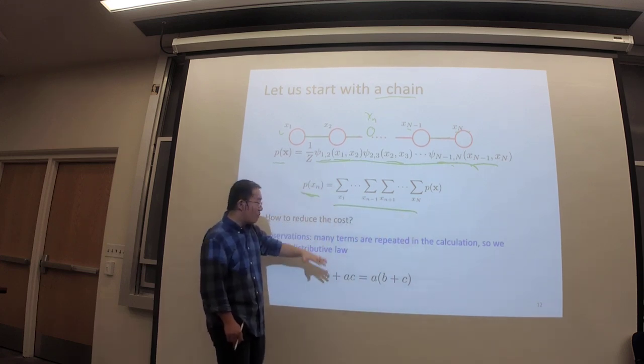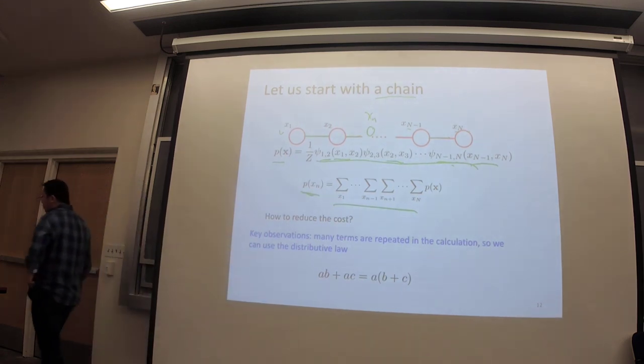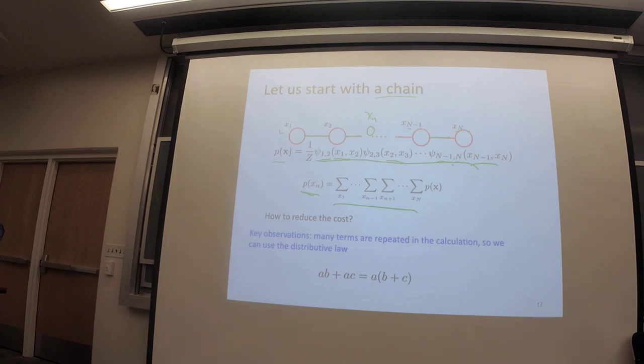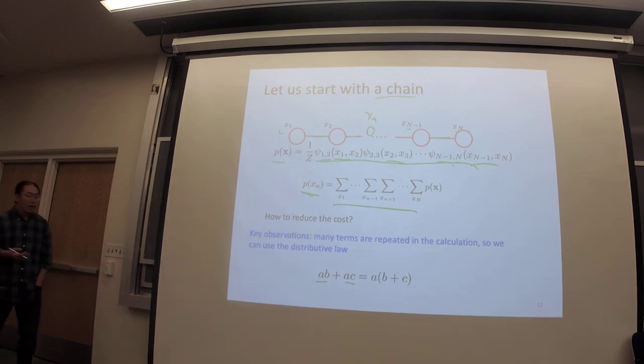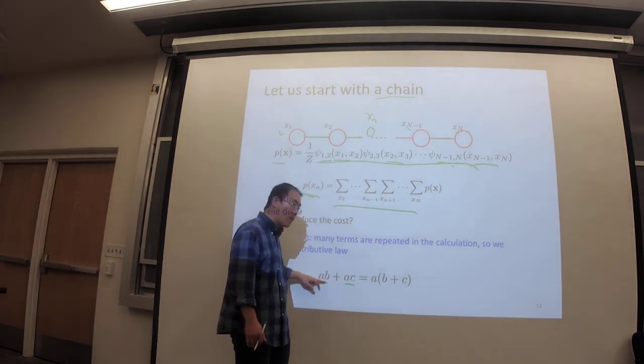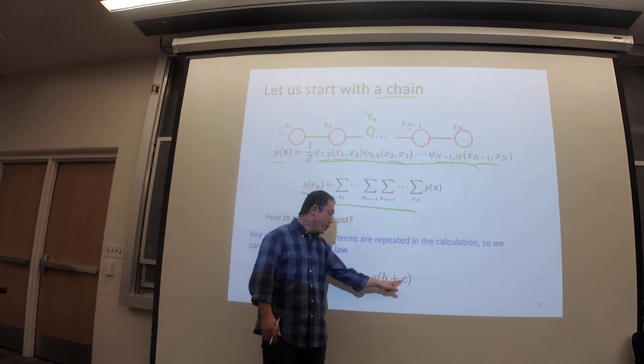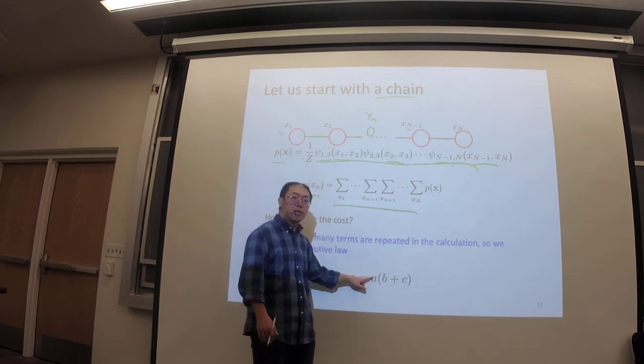So in general, it can be summarized as the distributive law, right? Everybody knows. If your calculation is to first calculate the product between A and B and the product between A and C and then do the summation, that will be less efficient than first doing the summation over B and C and then multiplying with A, right?